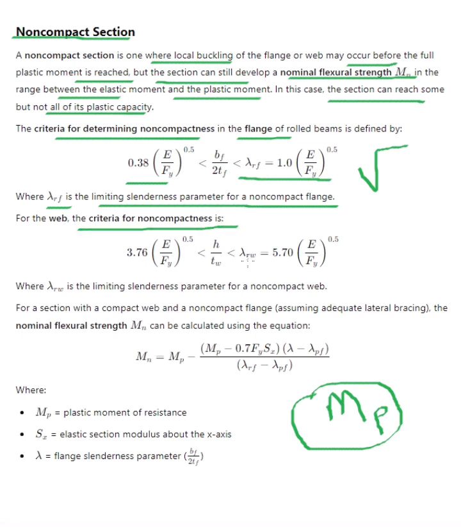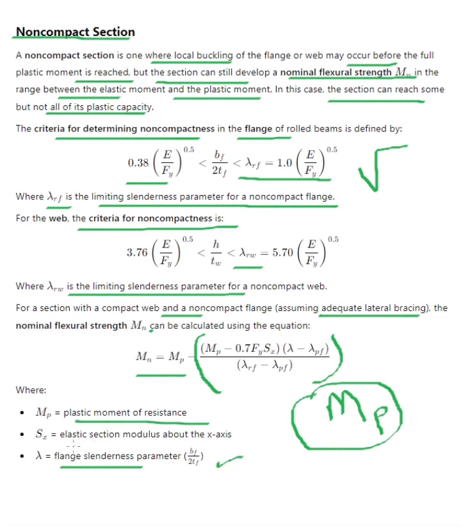The web also has a criterion for non-compactness. Lambda rw is the limiting slenderness parameter for the non-compact web. That's 5.7 times square root of E by Fy. For a section with a compact web and non-compact flange, assuming adequate lateral bracing, the nominal flexural strength can be calculated using this equation: Mn equals Mp, from which some portion gets deducted. So Mp minus (Mp minus 0.7 Fy Sx) times (lambda minus lambda pf) over (lambda rf minus lambda pf). Lambda is the flange slenderness parameter, Mp is the plastic moment capacity, and Sx is the elastic section modulus about the axis.